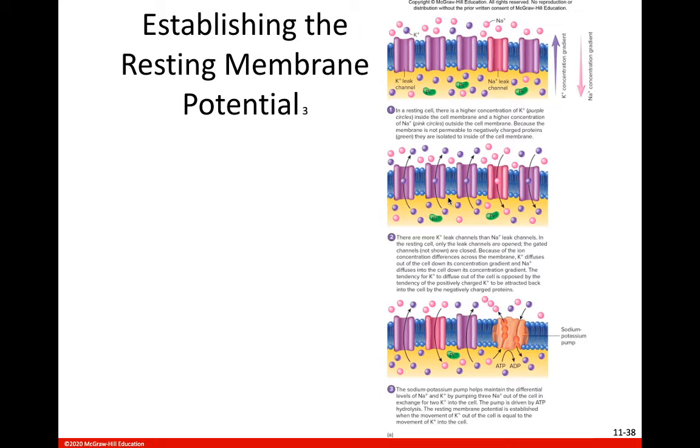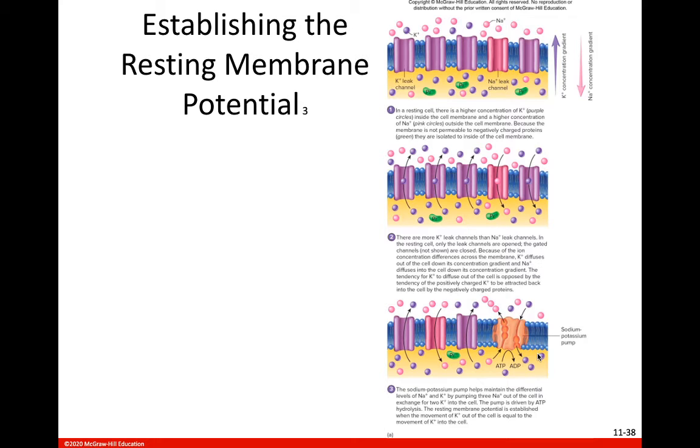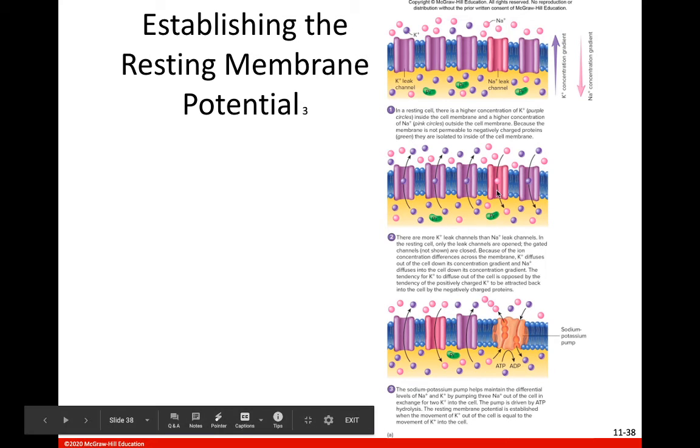So then why don't we end up with the same amount on both sides? Well, it's this sodium-potassium pump. It is actively using ATP, pumping sodiums out and potassiums in, so that even though we have potassium leaking out at a pretty high rate, we have it being pumped back in by this sodium-potassium pump. And even though we do have some sodium leaking into the cell, we have it being pumped back out by the sodium-potassium pump.